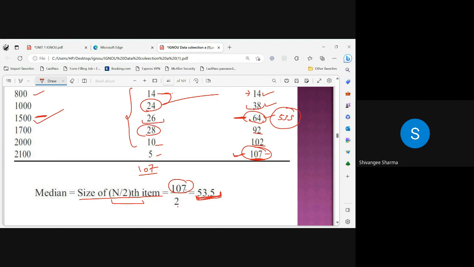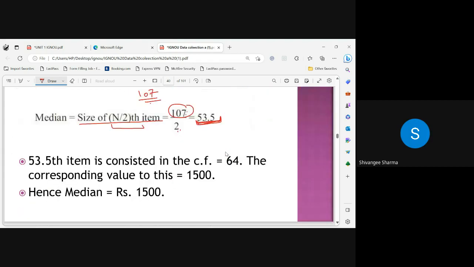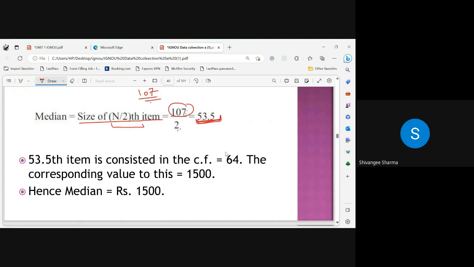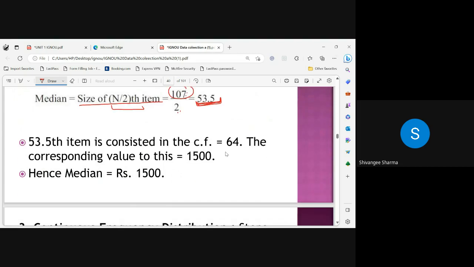Okay, so this n by 2, whether you are taking the last cumulative frequency or you are adding all the frequencies, you will get the same result. So here n is basically the sum of frequencies only. So 107 divided by 2 is 53.5. Just locate in which cumulative frequency 53.5 will come. Then it is coming here in the third one. The value of x corresponding to this will become the median. Okay? So this is for the discrete series, right?